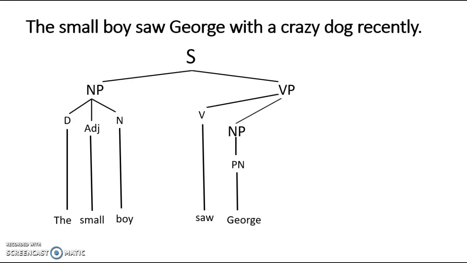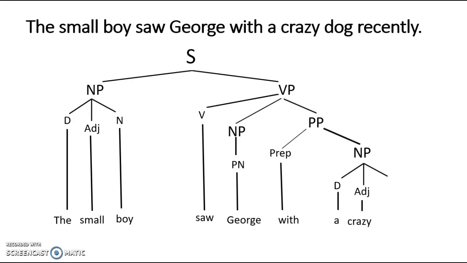Then what we have, with a crazy dog recently. What you can see here, with is obviously a PP, a prepositional phrase. So what is the first element in a prepositional phrase? It's a preposition, obviously. But then what I have, a crazy dog. What is that? A crazy dog obviously is a combination of a noun phrase. And this noun phrase consists of three elements, determiner, adjective, and noun, obviously.